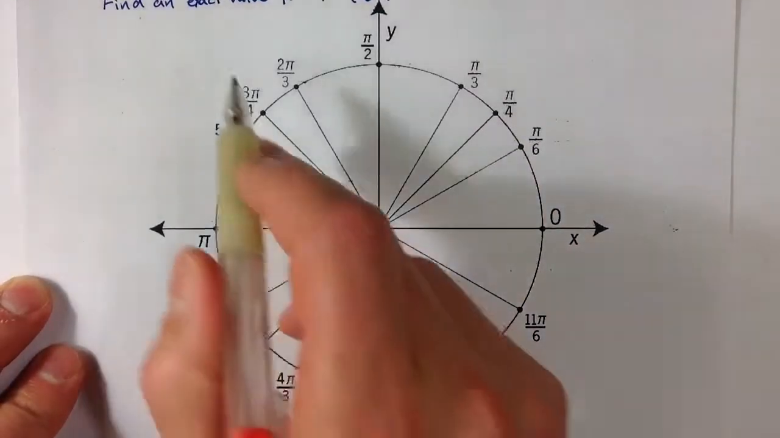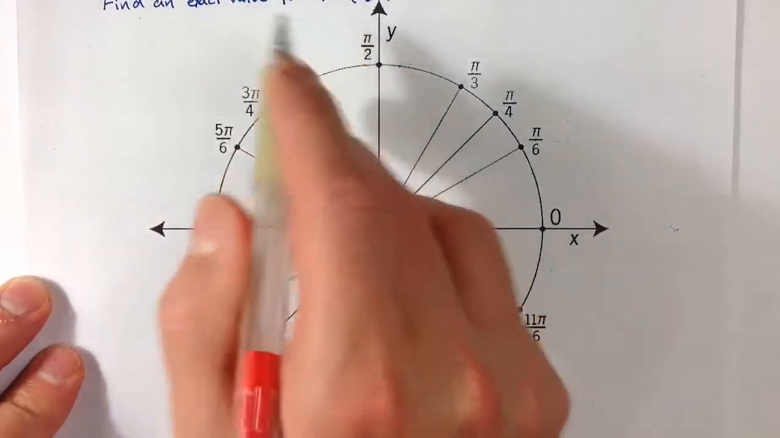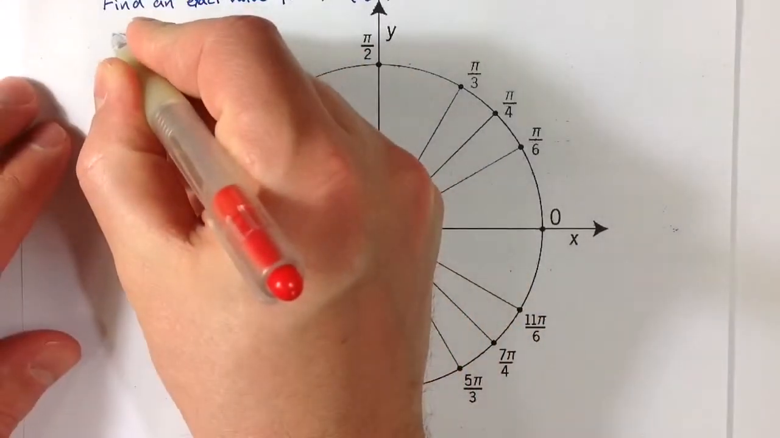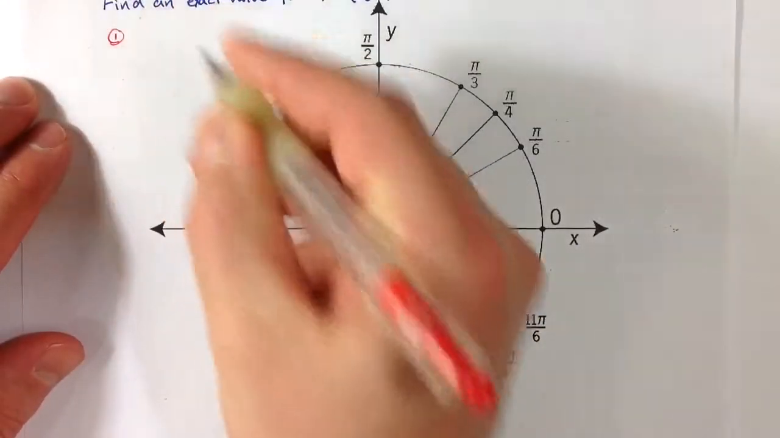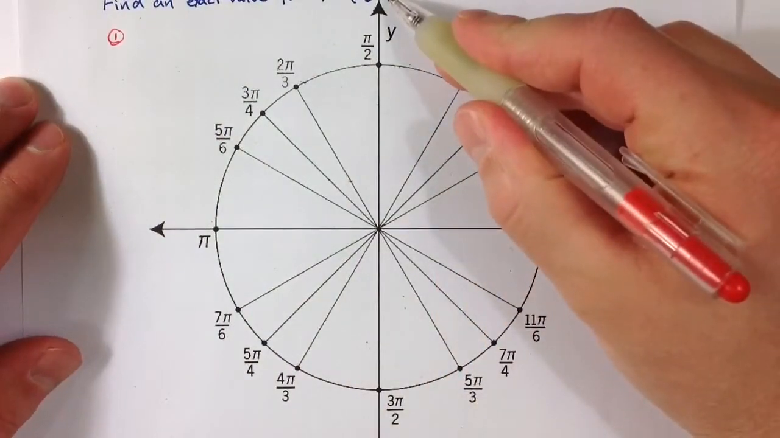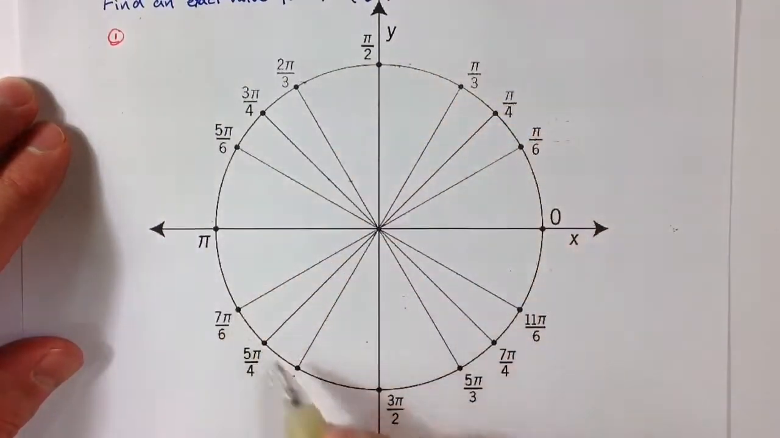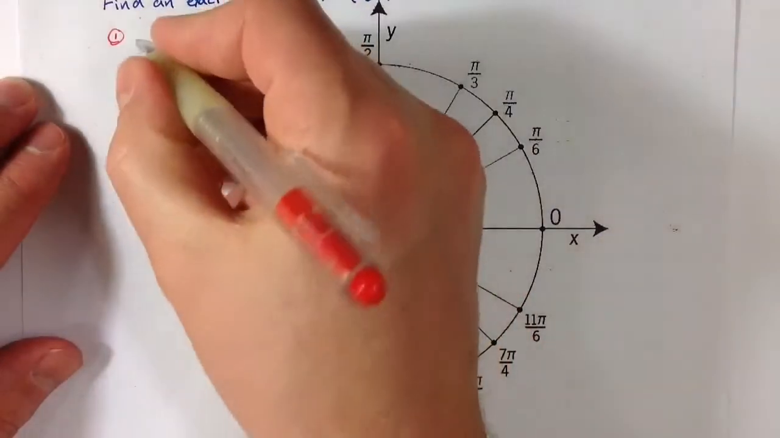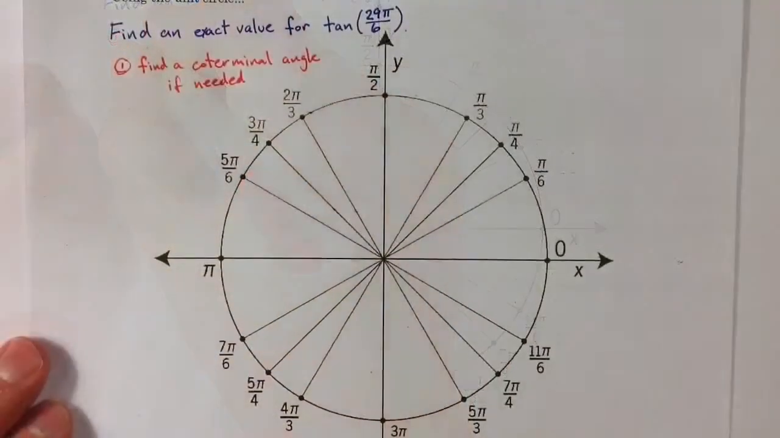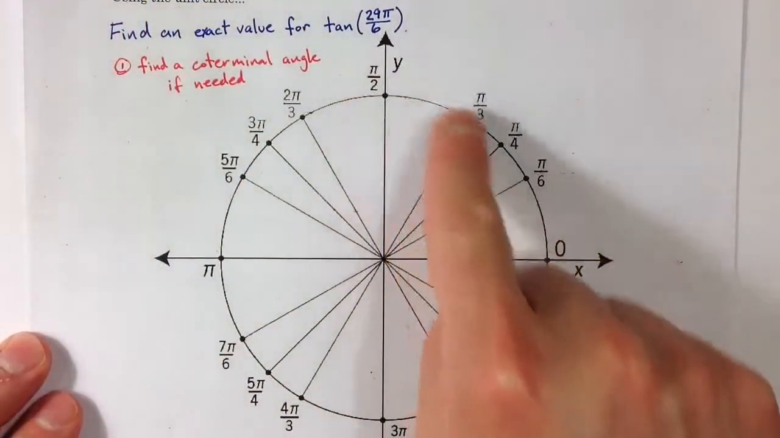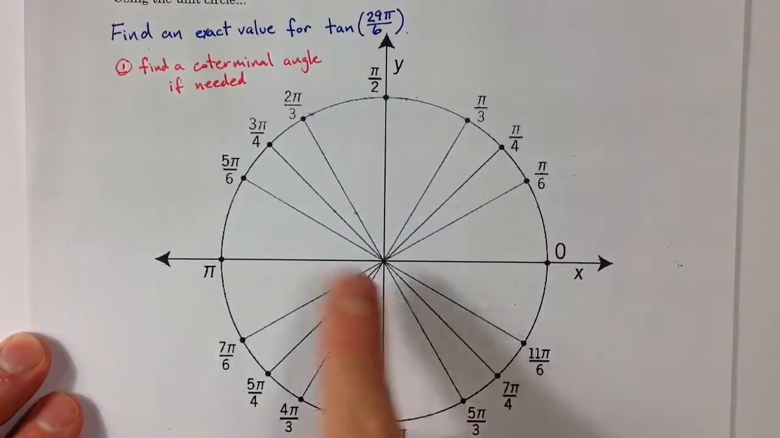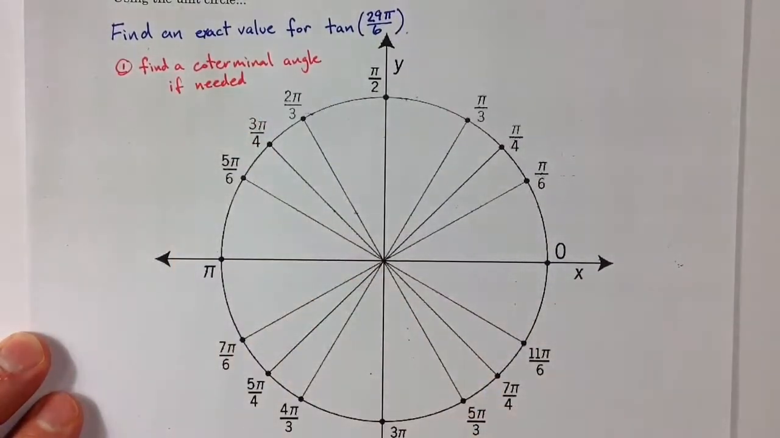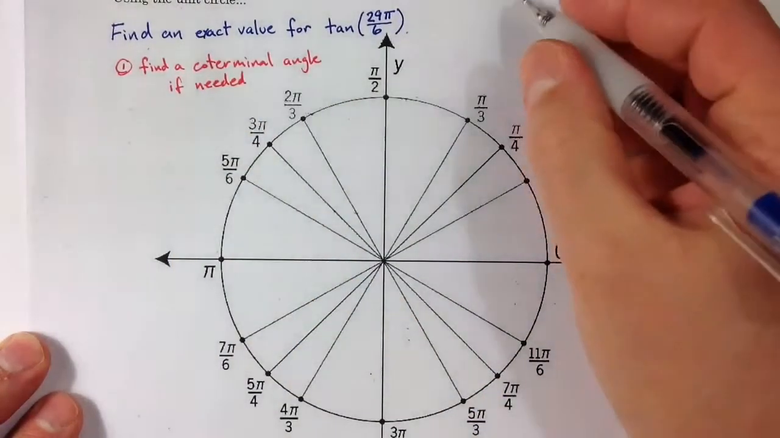So to use the unit circle here, the first thing that we need to do is figure out a coterminal angle for 29 pi over 6, because that doesn't appear as one of the angles on the unit circle. If our angle was one of the special angles on the unit circle, then I wouldn't need to do that, but since it's not, let's think about how to do that.